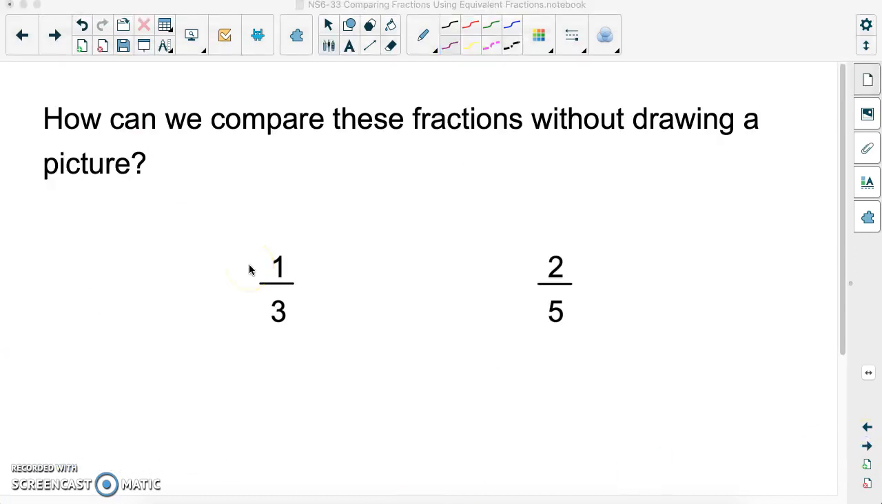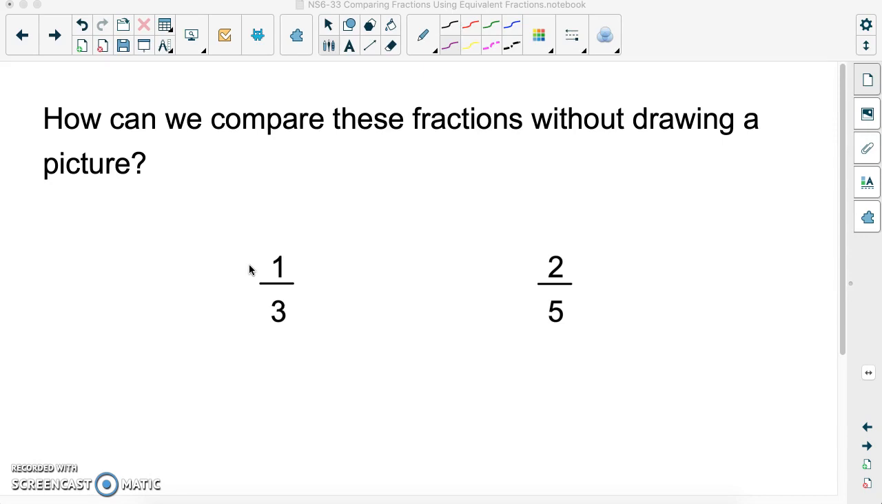So how can we compare these fractions now without drawing a picture? What makes this problem harder than the other ones? Well, there's no number that we can multiply 3 by to get to 5. So we can't make an equivalent fraction with a denominator 5. 5 is not a multiple of 3. So are we stuck? What if we try to change both denominators?